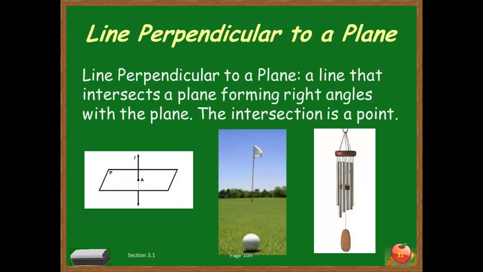A line perpendicular to a plane. A line perpendicular to a plane is a line that intersects a plane, forming right angles with the plane. This line intersects the plane and is perpendicular. It is perpendicular to the plane. This golf course marker is perpendicular to the ground. It is perpendicular to the plane. Perpendicular.